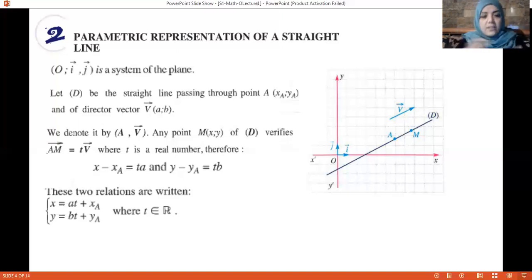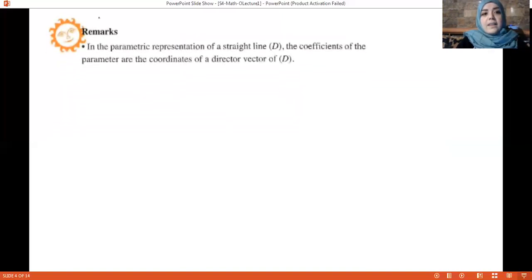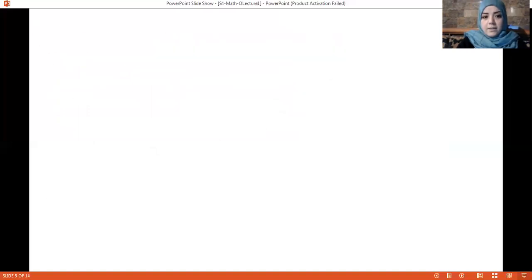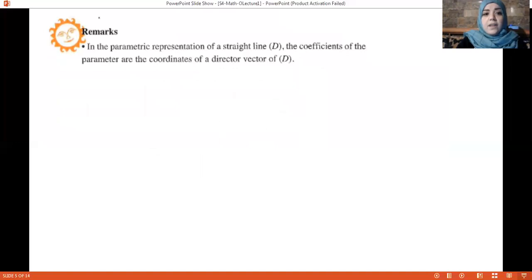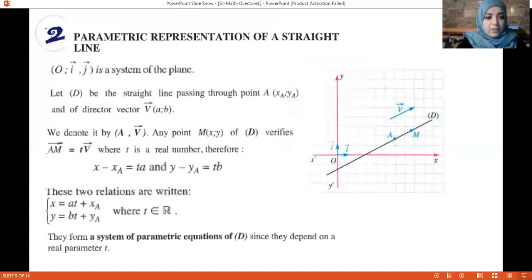This is general. Now, of course, we are going to take examples. But before we start, you have to pay attention that in this parametric representation, the coefficients of the parameter are the coordinates of the directing vector. What are the coefficients of the parameter? If you look back, you can see that the coefficients of the parameter are a and b, that are the components of the directing vector.